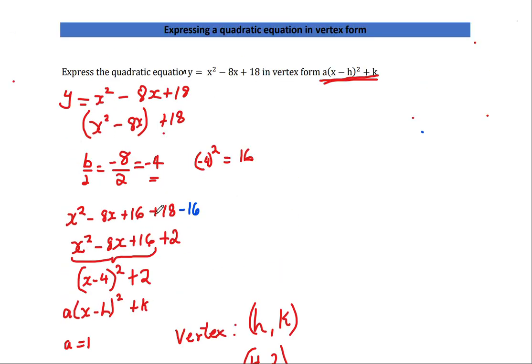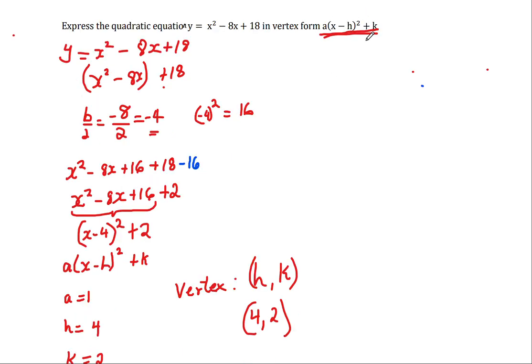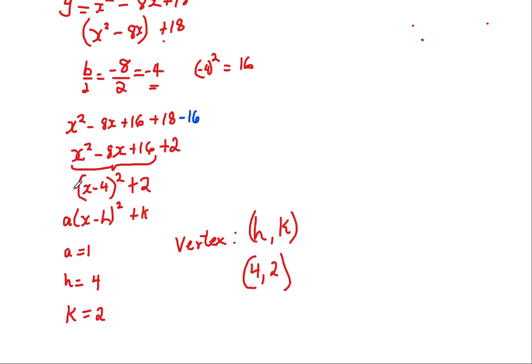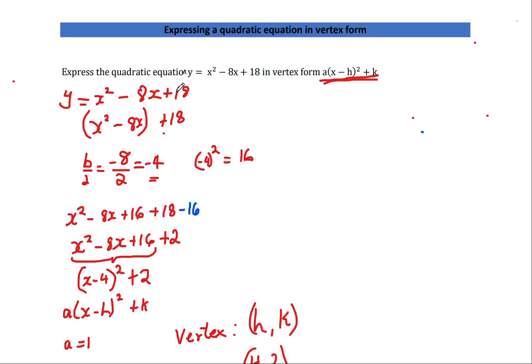So we have successfully expressed this quadratic equation in vertex form, which is a(x - h)² + k, which is this expression here, (x - 4)² + 2, where a, the coefficient of the parentheses here, is 1, an invisible 1, h is 4, and k is 2, and the coordinates of the vertex of the parabola, that's the graph representing this quadratic function, would be (4, 2). All right, so this is how we express a quadratic equation in vertex form.